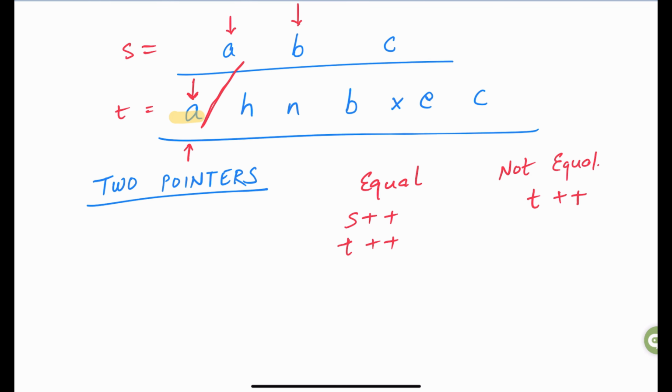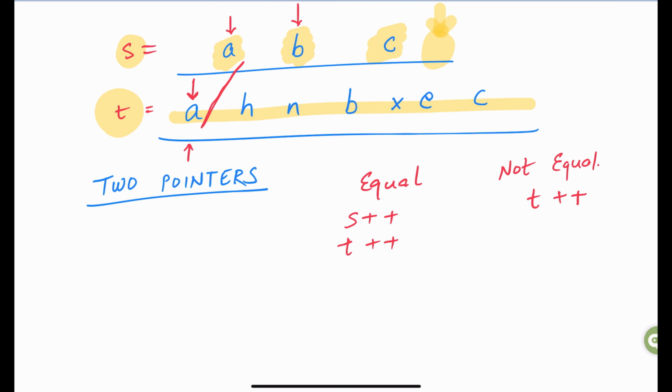The idea is that after the iteration is done, the s pointer should be at the end of string s, which means that we have identified all of the characters in string s and they appear in the right sequence in string t. Hence, we can return true. If the s pointer is not at the end, it means that we have not found all of the characters in the right sequence in string t, in which case we'll return false.